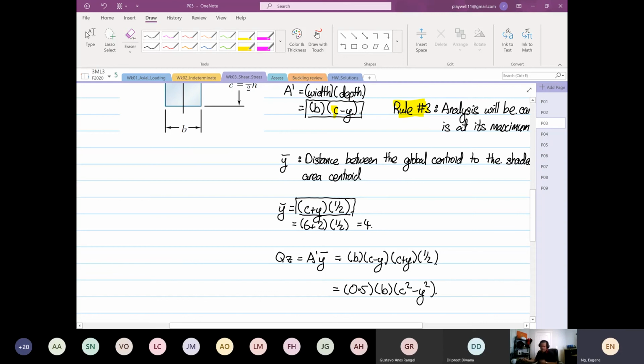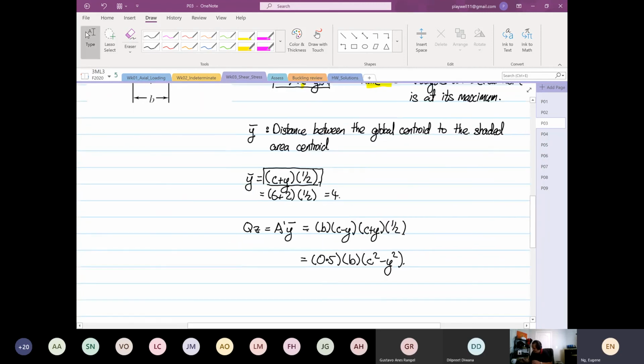Then I'm going to create rule number 4. Rule number 4 is basically what we define as first moment of area. So I want you all to focus on the word.